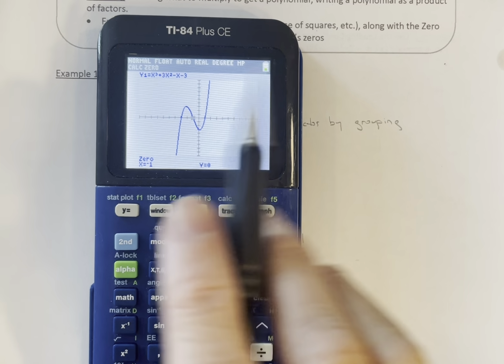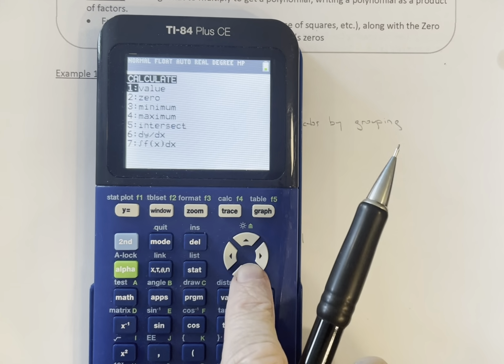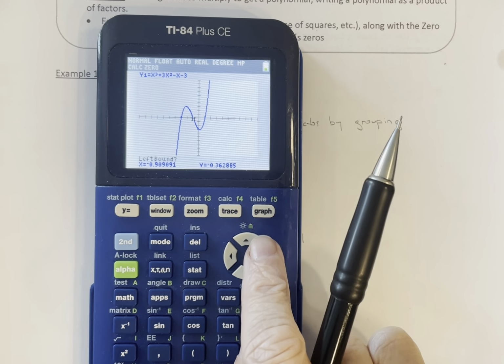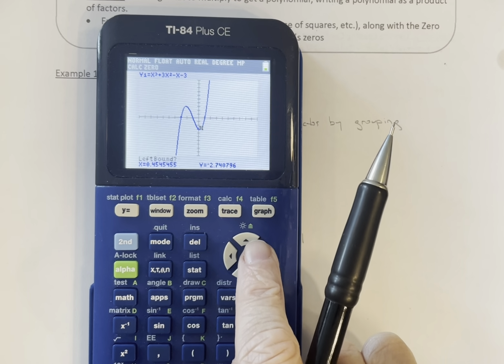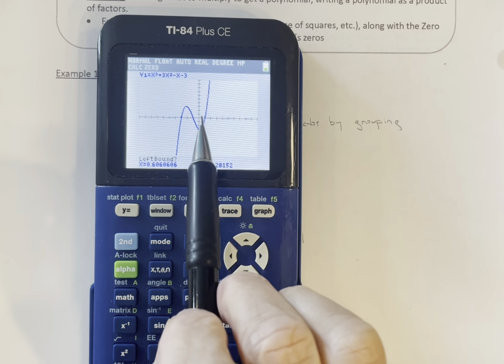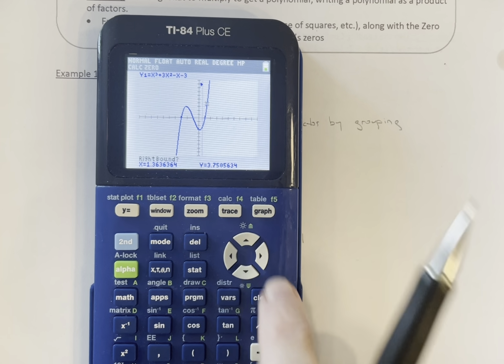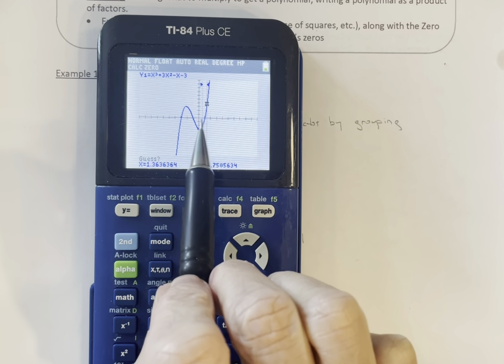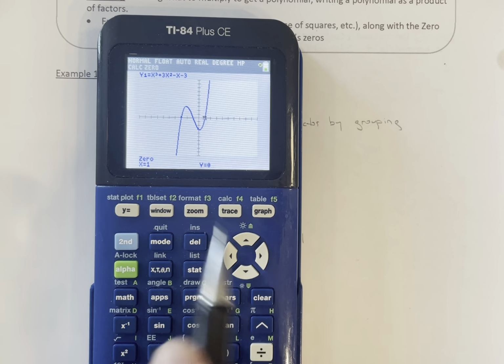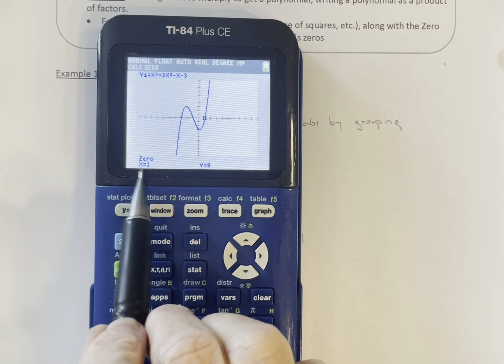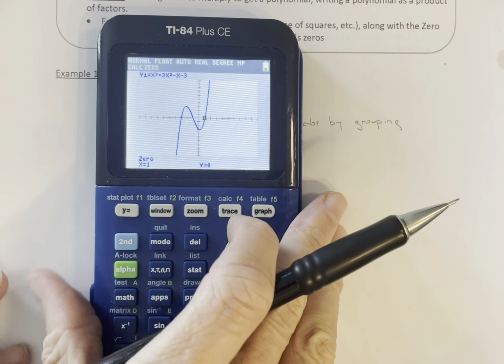And then the same thing can be done over here. Calculate the zero, give it a left bound. Well, I'm going to be between here, that's to the left of this x-intercept. Let's go to the right of that x-intercept, so between these two lines, and take a guess, and there's the positive 1 right there. So there's our graphing calculator check.